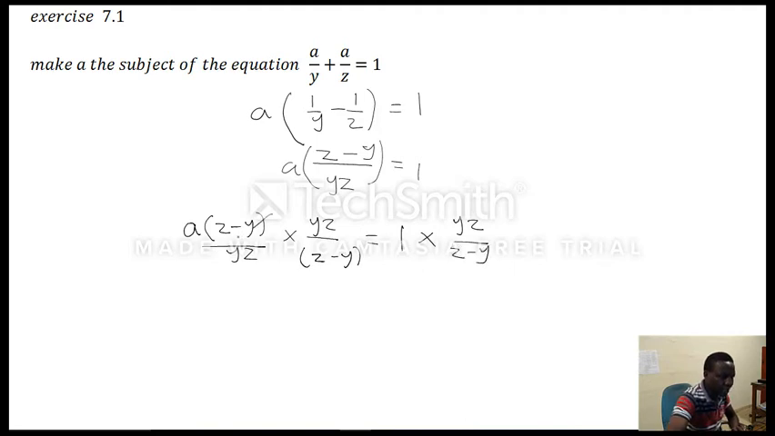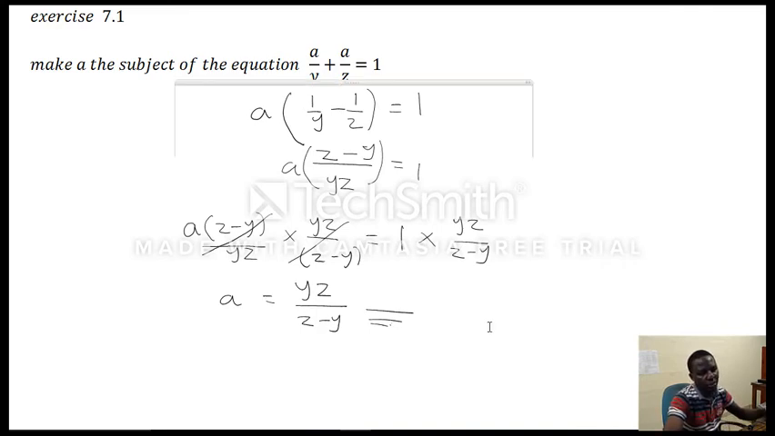Then you discover that this will cancel this, and we'll have A is equal to 1 times yz over z minus y, because 1 times anything gives you that thing. So we have yz over z minus y as our answer. So this is what you have when you are asked to make A the subject of the formula.